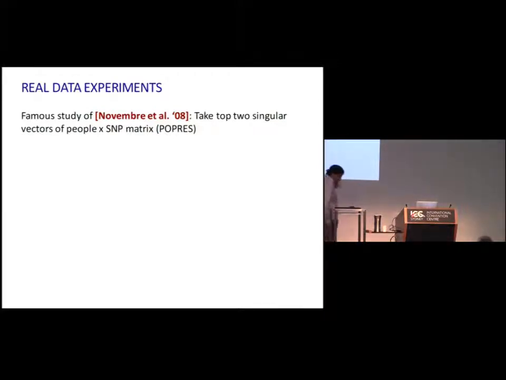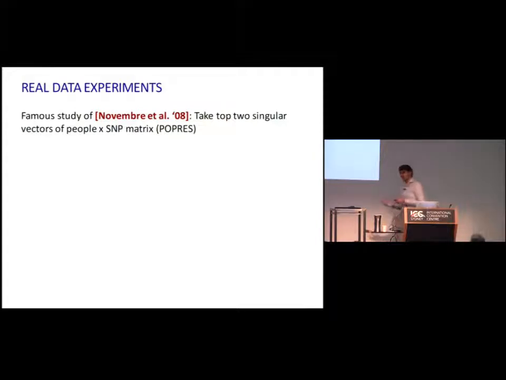So there's a famous experiment due to November et al., which does the following. This is going to sound kind of remarkable. I was taken aback when I first saw this one. So what you do is you take genetic data, a matrix in which the columns are people and the rows are SNPs. So it's just a people by roughly genes matrix. And you take this huge matrix and you take the top two singular vectors.